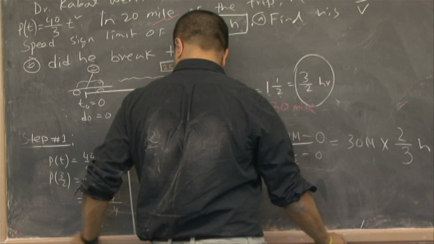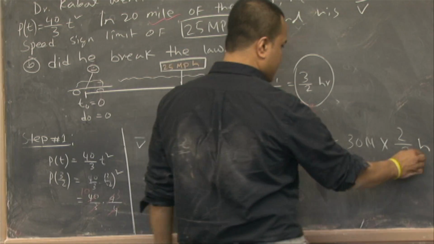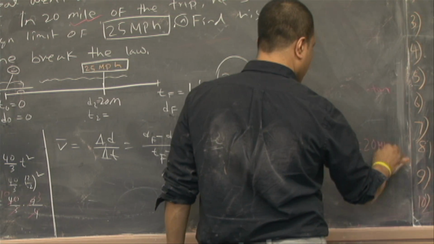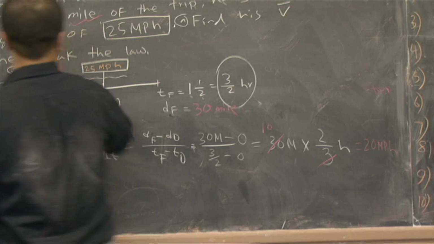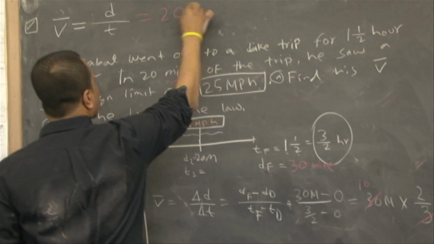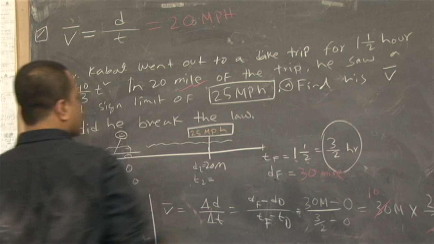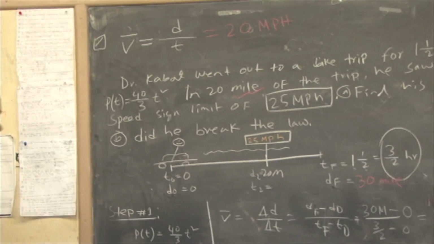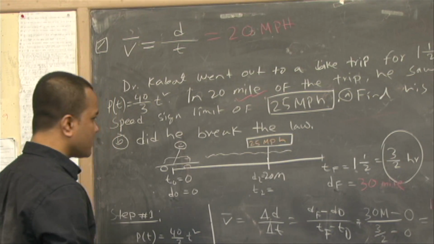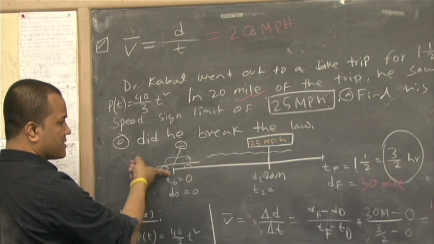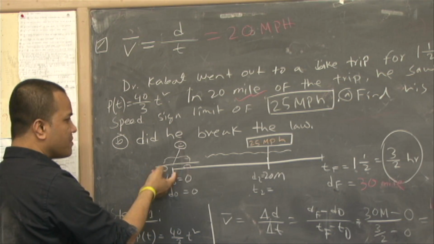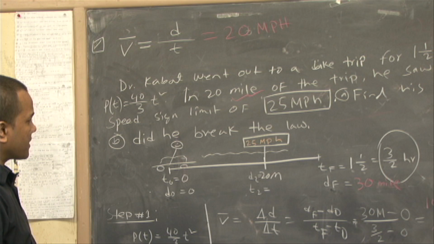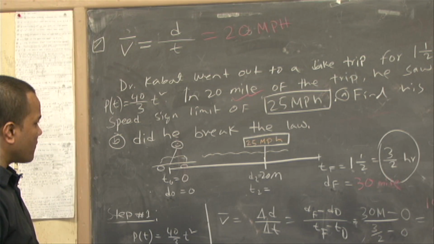3 goes into 30 10 times, so it's 20 miles per hour. So his average velocity is 20 miles per hour. Does that mean he didn't break the law? Not necessarily, because the 20 miles per hour is just his average velocity. Average velocity includes everything you do between start and end. That includes, like, stopping at a coffee shop, or stopping for various reasons.